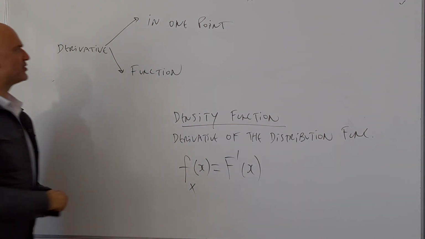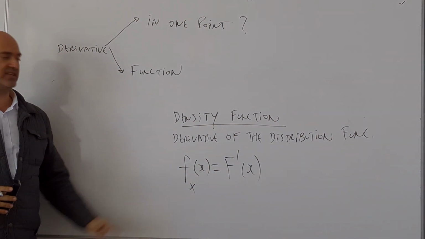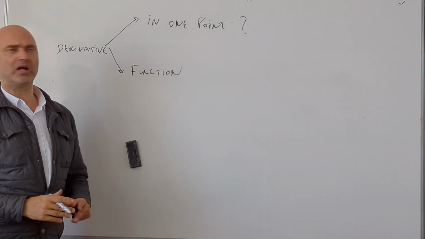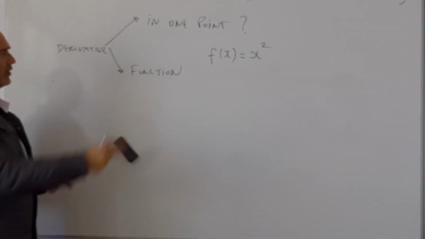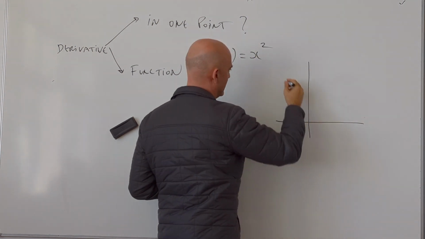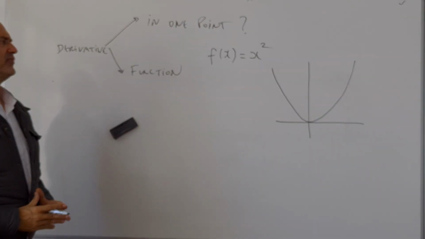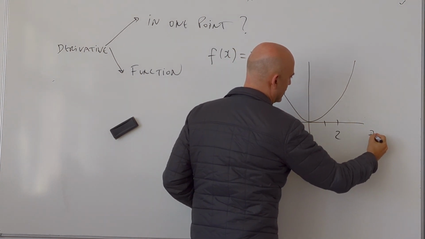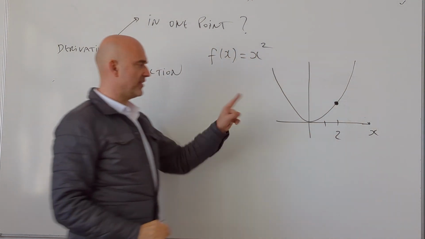So, what is the derivative in one point? I recall that I'm talking about derivative because density is a derivative. I will use the very well-known example of the function x squared. It is a parabola. We know very well the graphic of x squared. So it is this parabola. And when I want to get the derivative in the point with first coordinate equal to 2, this point here, what is the derivative in that point?